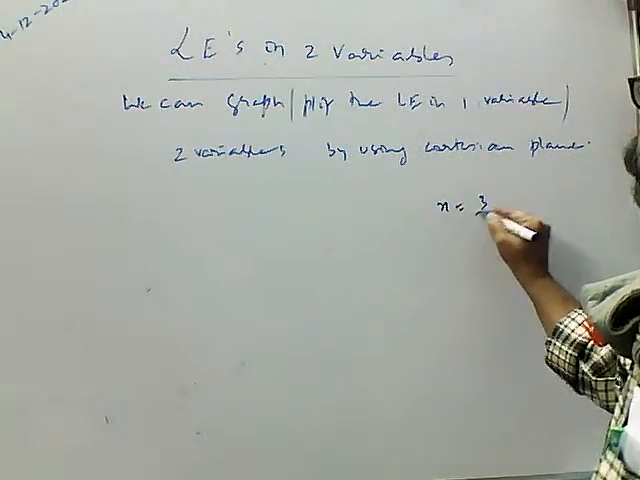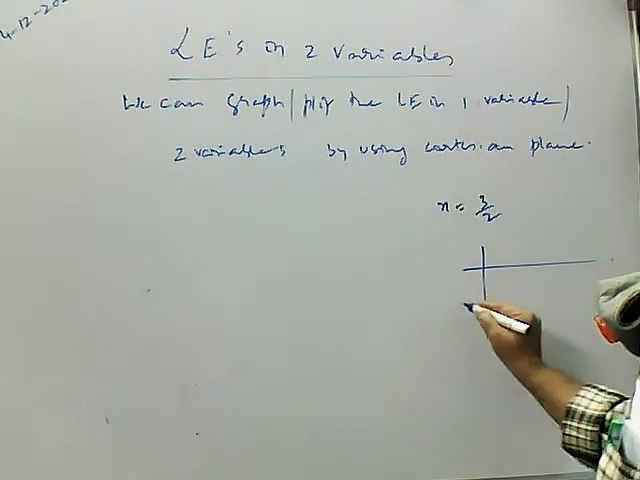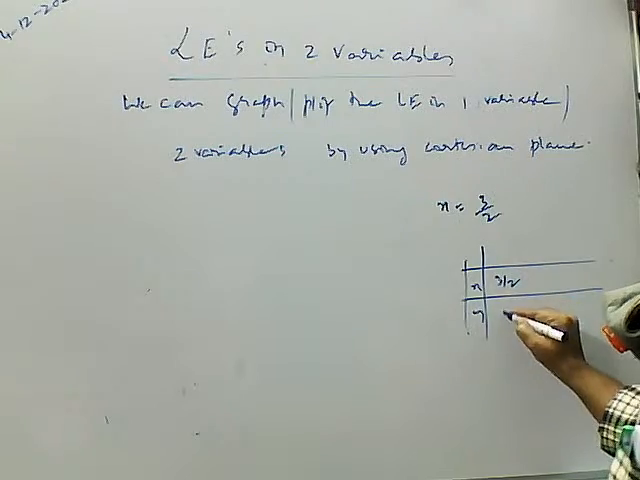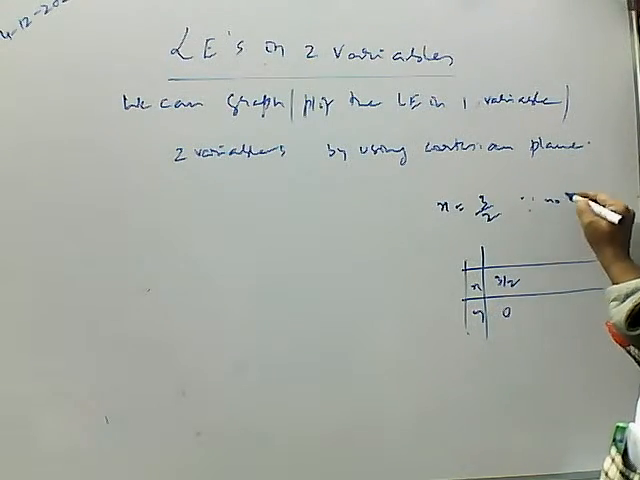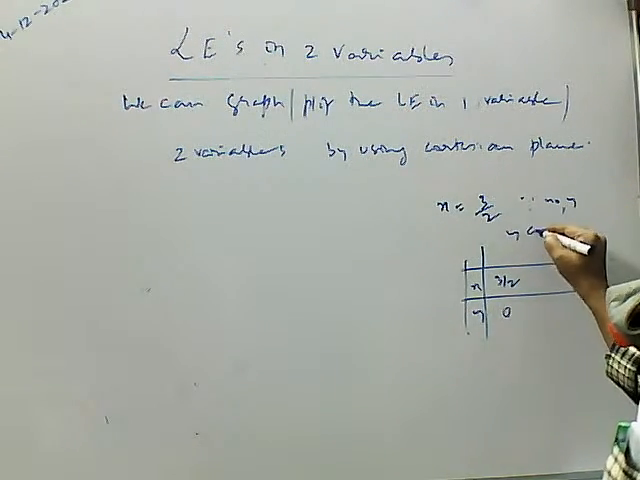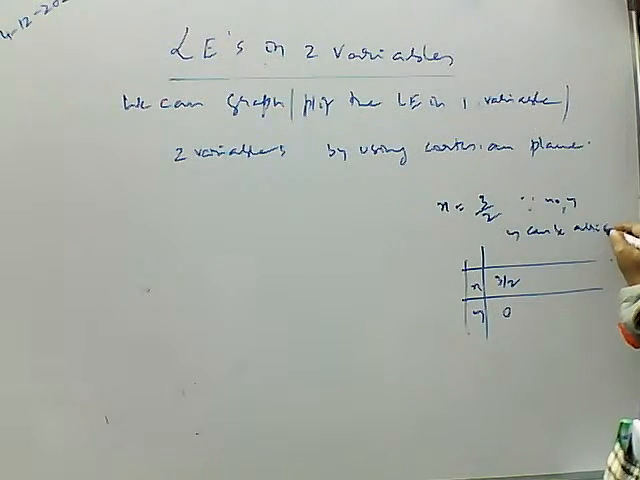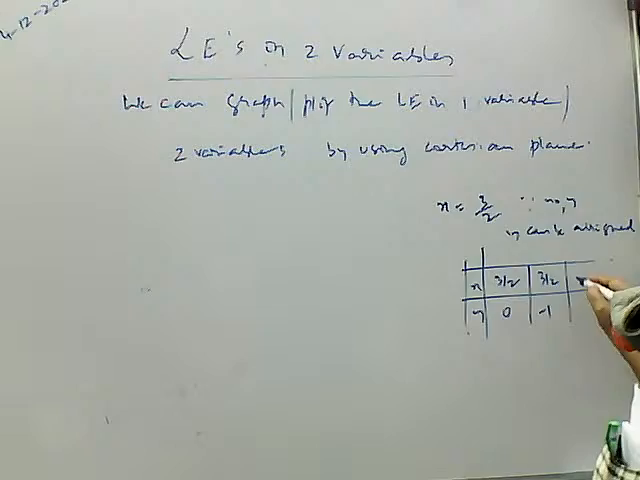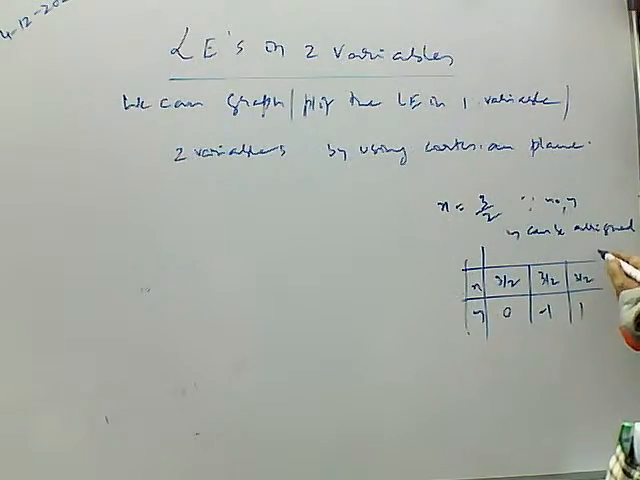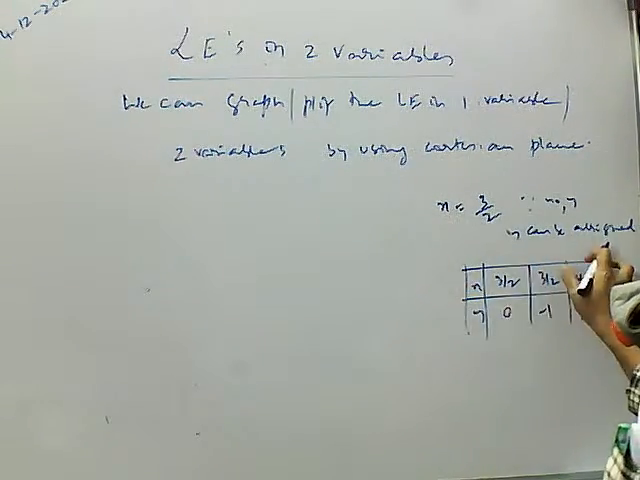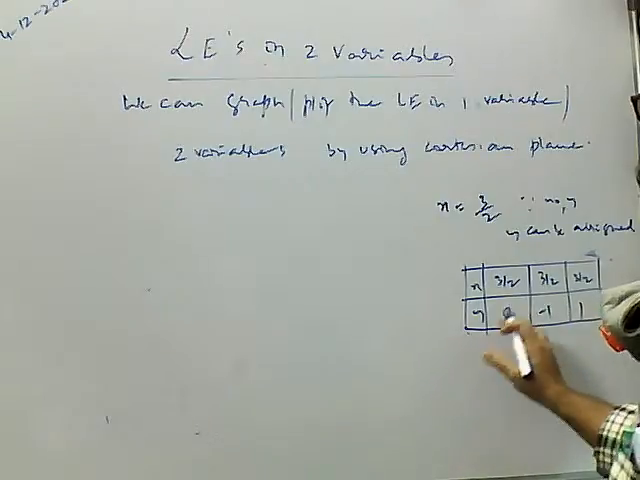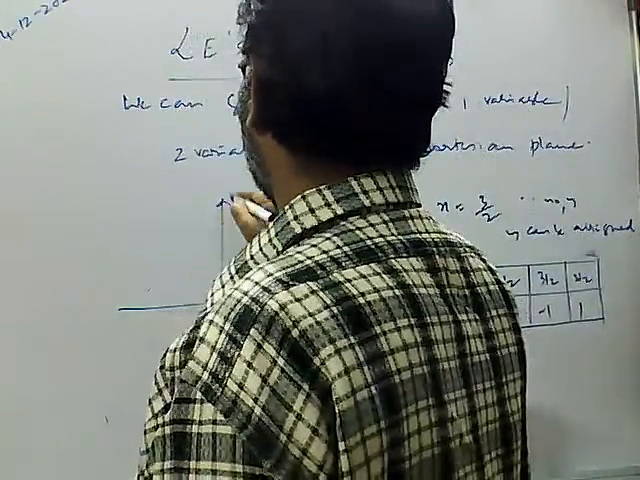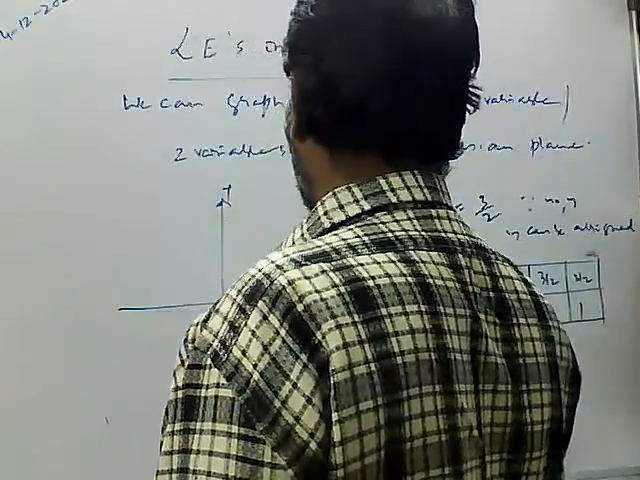Suppose x is equal to 3 by 2. A point on the Cartesian plane has two coordinates, x value and y value. For 3 by 2, the y value is not there, so y can be assigned. Take (3 by 2, minus 1), (3 by 2, 0), (3 by 2, 1), likewise. Are you clear? At least you require 3 points: one on one side, one on the other side, and a neutral one.